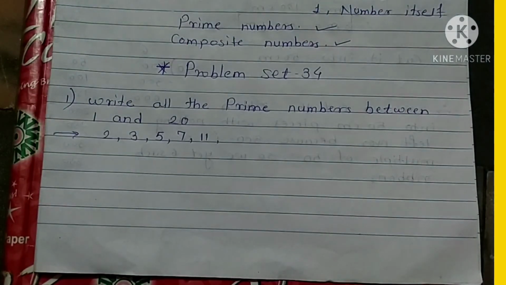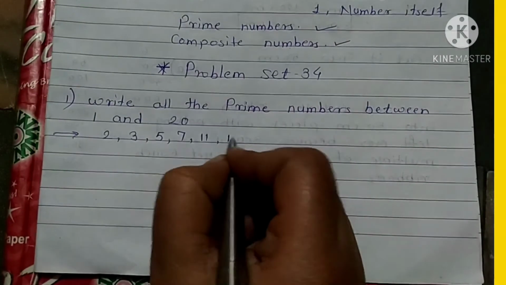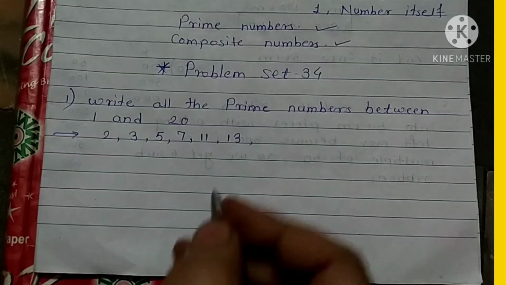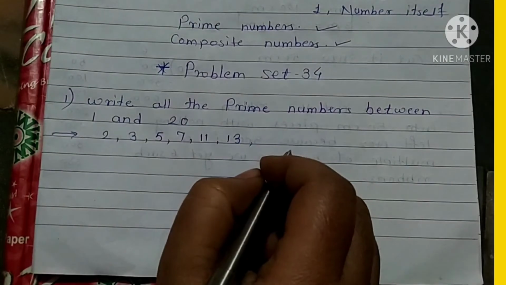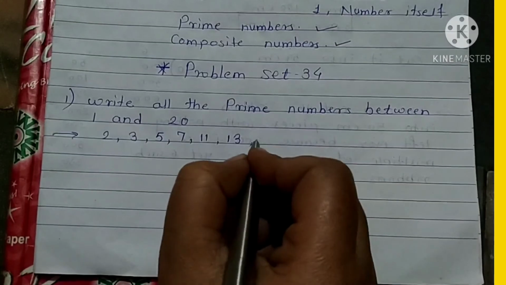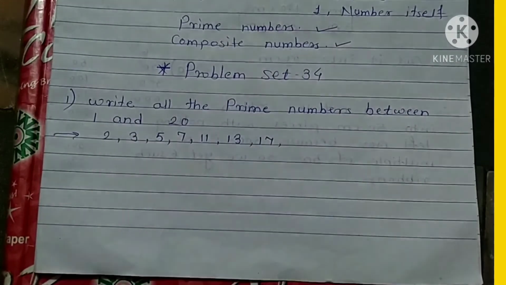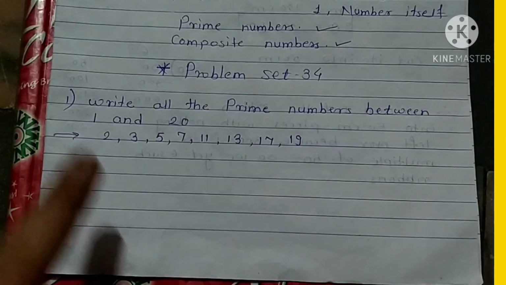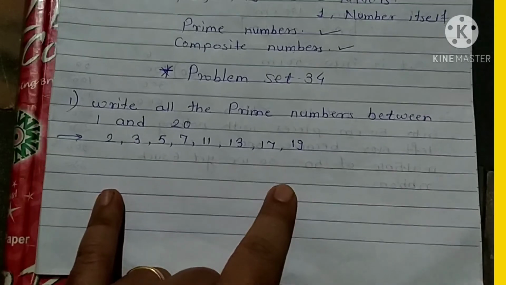12 also has many factors. Then 13 is also a prime number which has only 2 factors. 14, it is a composite number because it has many factors. 15 also. 16 also has many factors. Then 17 is a prime number. 18 also has many factors. Then 19, yes. In between 1 to 20 we have to write the prime numbers.